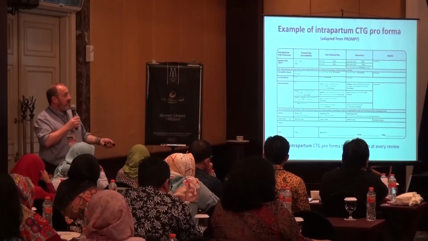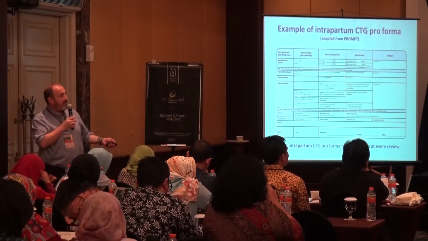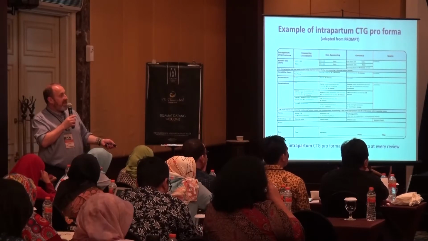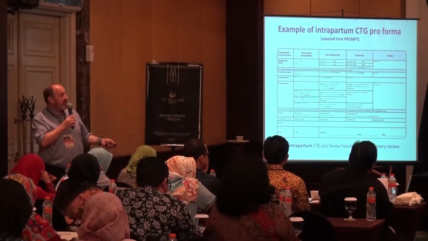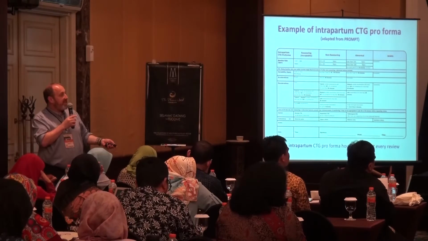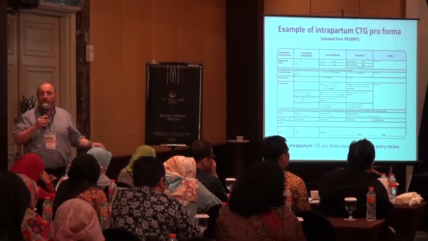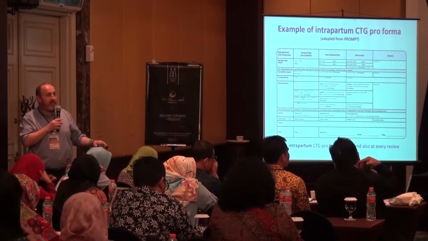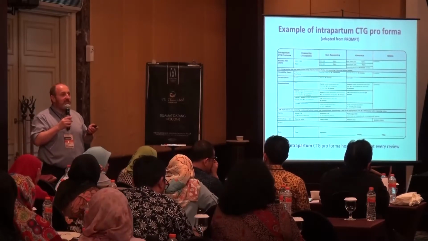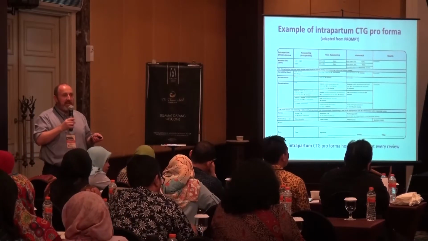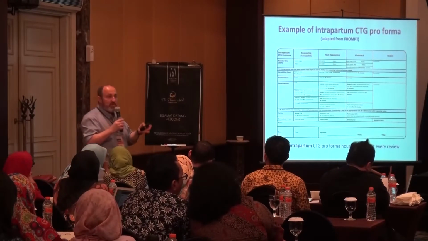You come along and you say, okay, the baseline is 141. I'm going to circle here. There are no accelerations in the last 20 minutes. I'm going to circle here. You come to the variable decelerations and you say there are atypical variable decelerations for more than 50% of contractions for more than 30 minutes. That means I'm going to circle over here. Does that make sense? So it very quickly allows you to document your systematic interpretation and determine within each of those criteria whether it's reassuring, non-reassuring, or abnormal.